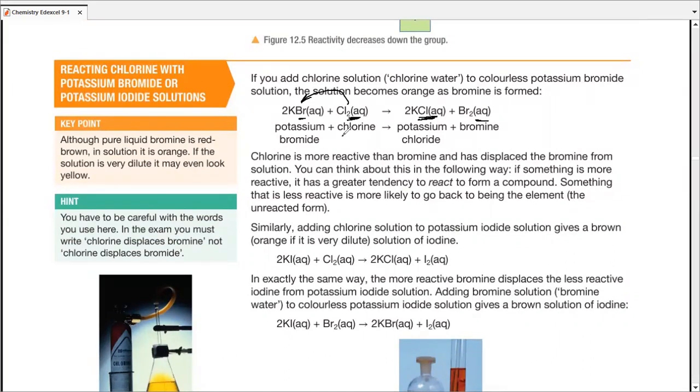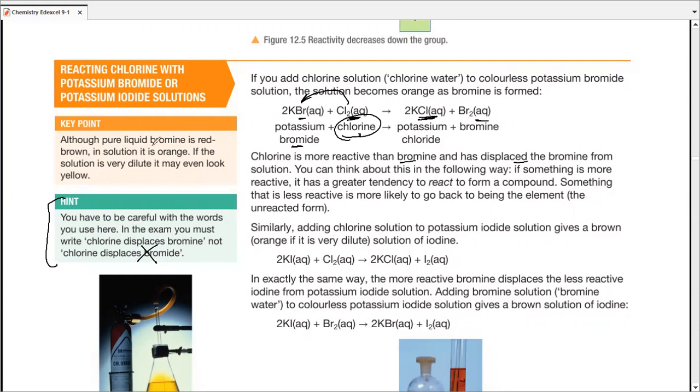This is only possible if the single element is the halogen above in the group and the salt one is below in the group. The exact opposite does not happen. The one below is separated in the form of element, and the one above forms the salt. We use the words that chlorine is more reactive than bromine, so it has displaced bromine. Remember, we're using the term it displaced bromine, not bromide. That is not correct. This is the hint that has already been written over here.